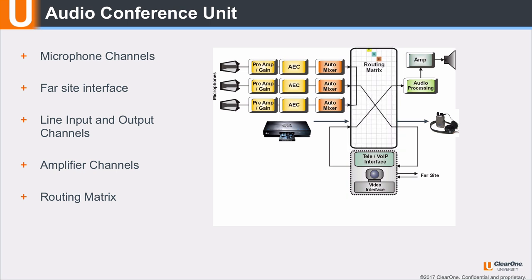The routing matrix brings it all together. The purpose of the routing matrix is to route the input audio channels to the desired outputs. Microphones are routed to the far side. The far side is routed to that room's amps and speakers. The routing is either pre-configured, partially configurable, or completely configurable, depending on the ClearOne product. There are multiple processing and control features on each channel type, depending on the ClearOne unit, and that will be covered in more detail in later modules.